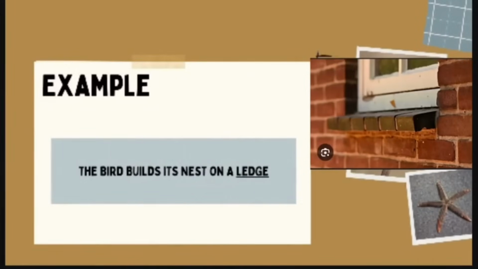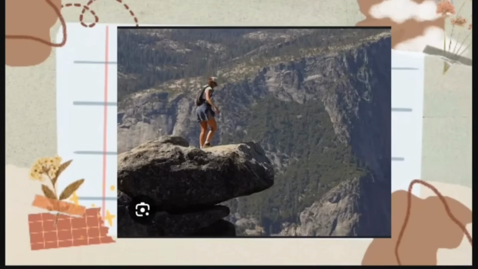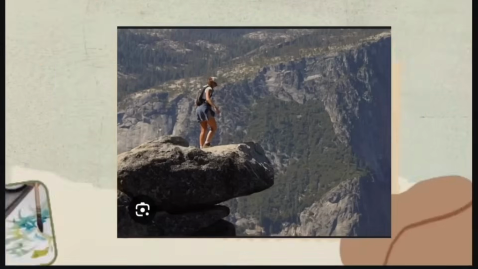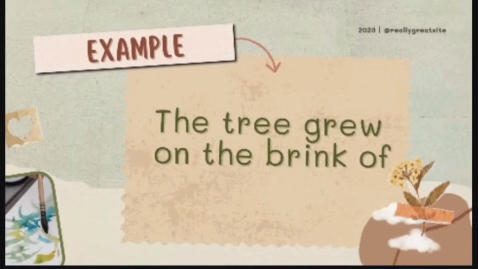The bird builds a nest on a ledge. The next word is brink. Brink means edge. Almost, ledge and brink both give the same meaning. Both are synonyms.